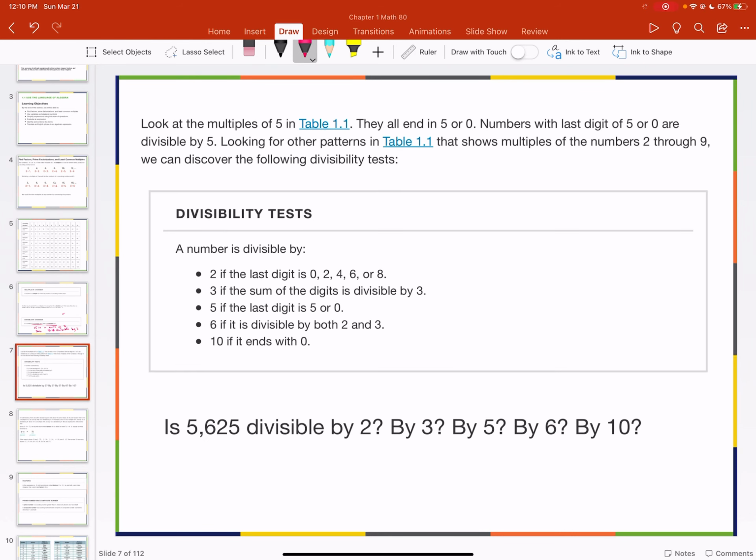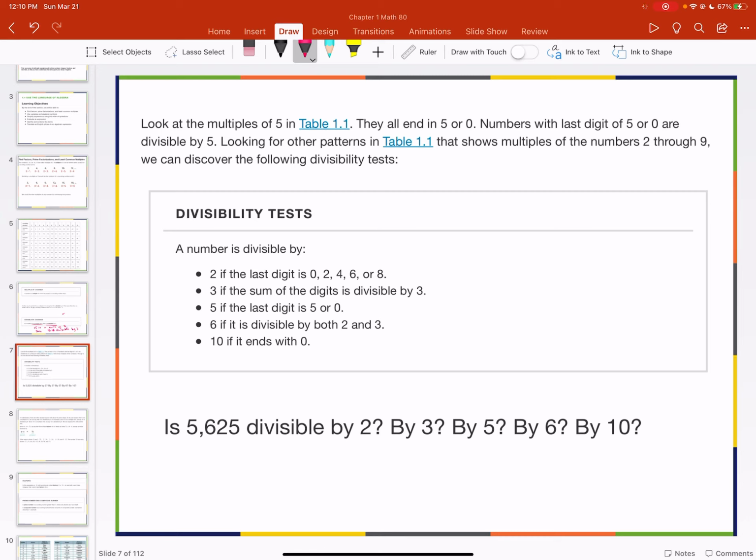All right, so the interesting thing about understanding multiples and divisibility is that we can come up with divisibility tests. If you have a number and you want to know what it's divisible by, it's really helpful to know that, especially when you're factoring, because that's essentially what we're doing. So let's look at these rules here.